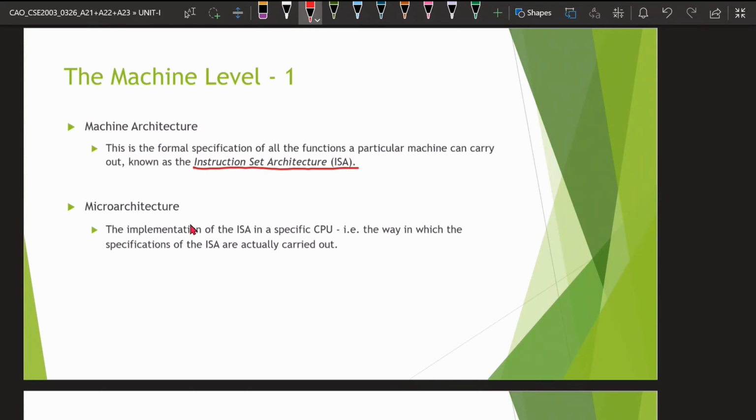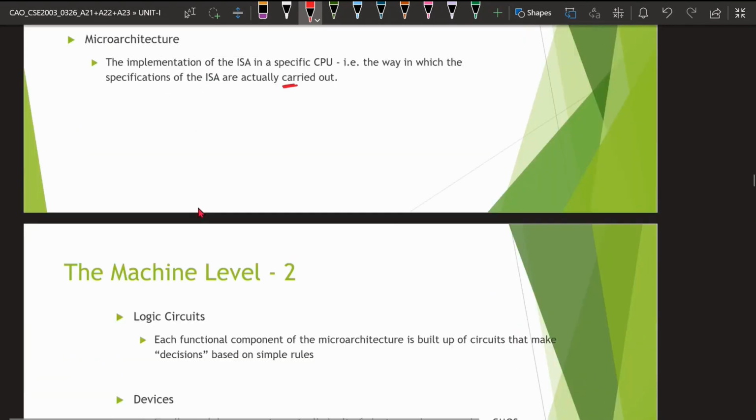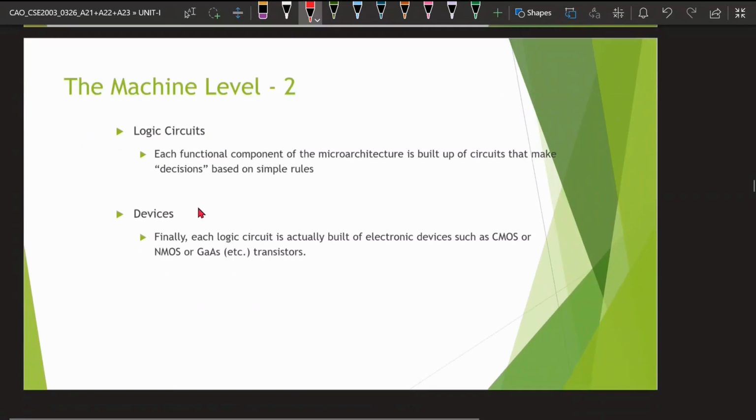Okay, and microarchitecture. Microarchitecture is the implementation of the instruction set architecture in a specific CPU, that is, the way in which the specifications of the ISA are actually carried out. Here ISA is the instruction set architecture, but this ISA consists of different smaller building blocks. Those smaller building blocks are considered the microarchitectures. We will see this in later classes also.